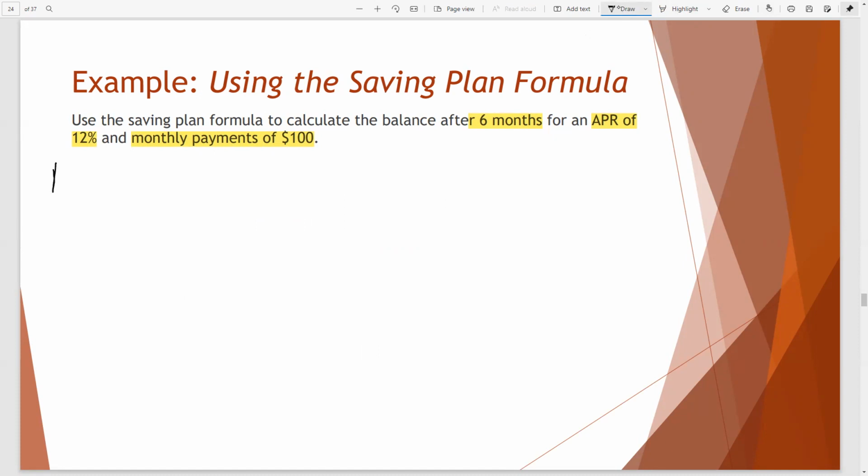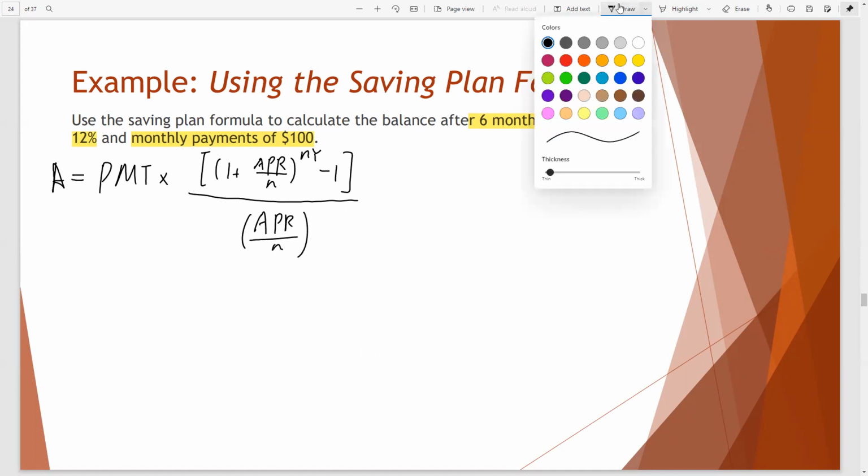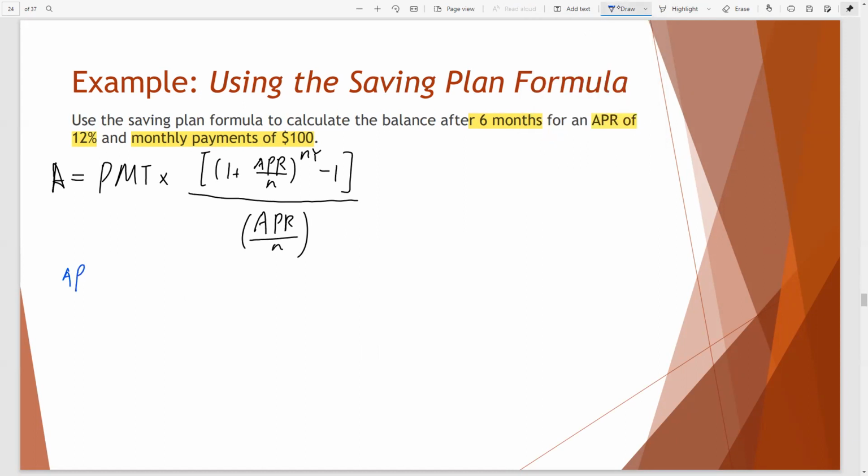So the accumulated value at the end is the monthly payment multiplied by 1 plus APR over n, to the ny, minus 1, divided by this APR over n. That's a long formula, but you have a calculator. So the APR is 12%.